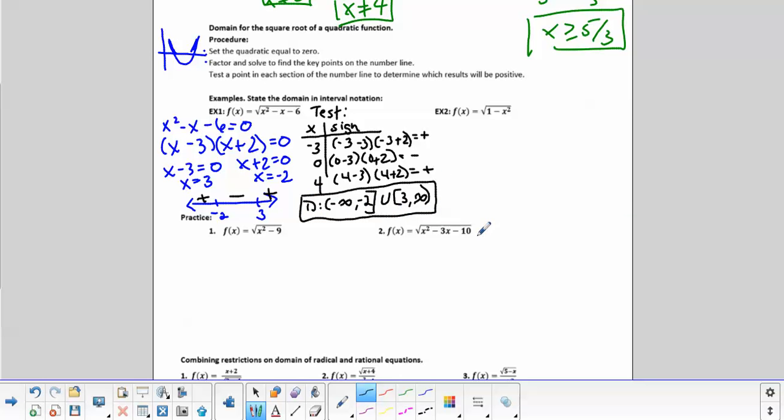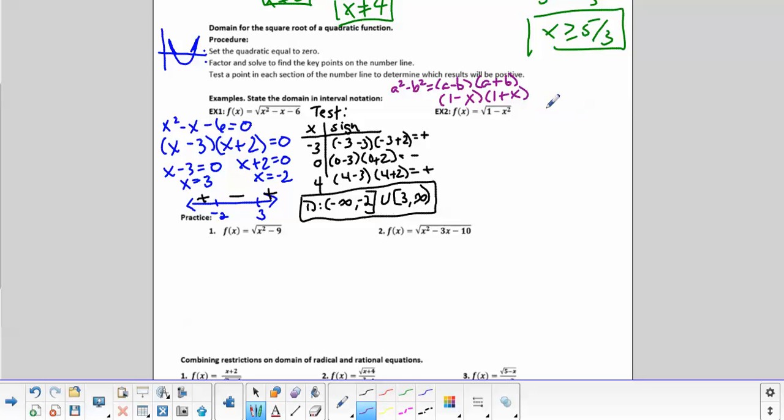Alright, in example 2 we have to factor 1 minus x squared. So to factor 1 minus x squared, you need to remember the special pattern that if you have a squared minus b squared, that factors to a minus b times a plus b. So 1 is the square of 1, so this is going to be 1 minus x times 1 plus x.